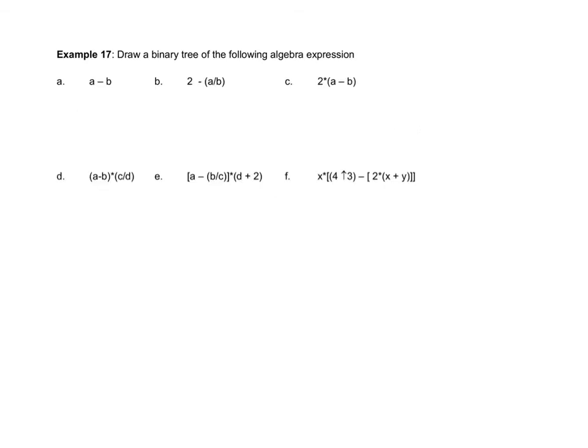Example 17. Draw a binary tree of the following algebra expressions. I will show you the answer for F, and then the rest you will do on your own. So for F, x multiply with all the elements in the bracket. So x multiply with the first element in the bracket, minus with this one, right?